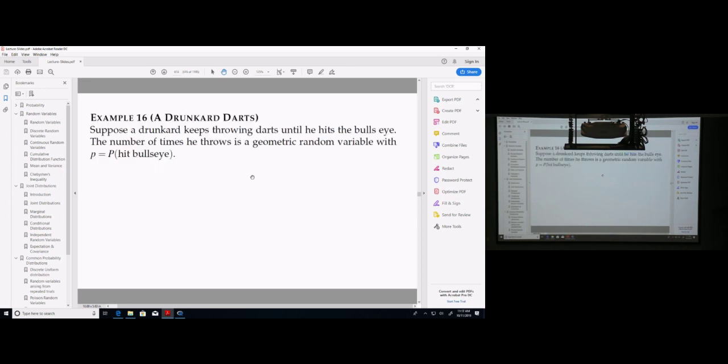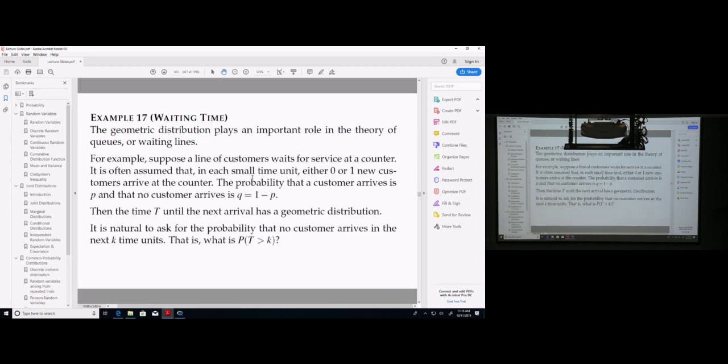Okay, a drunkard throwing darts. Suppose a drunkard keeps throwing darts until he hits the bullseye. The number of times he throws is a geometric random variable with p, this, all right. The waiting time. The geometric distribution plays an important role in the theory of queues or waiting lines. People study it very thoroughly for queuing theory. It has a lot of applications in computer science and also in business.